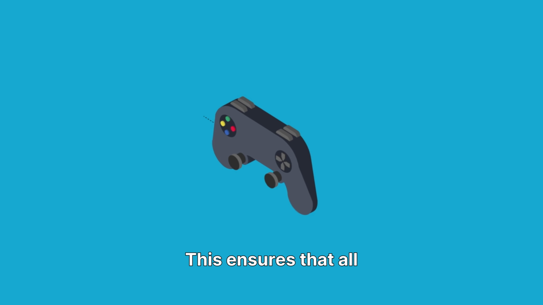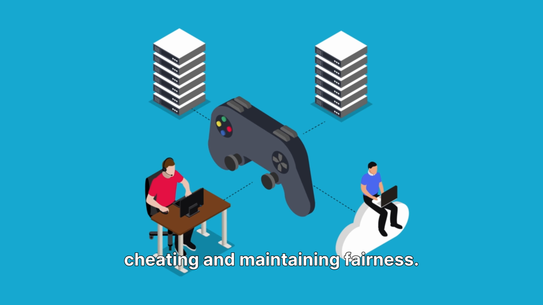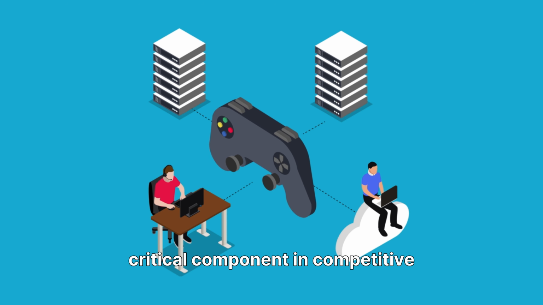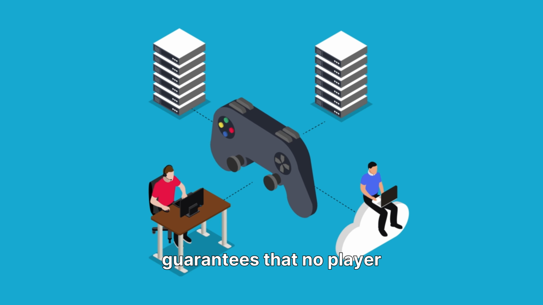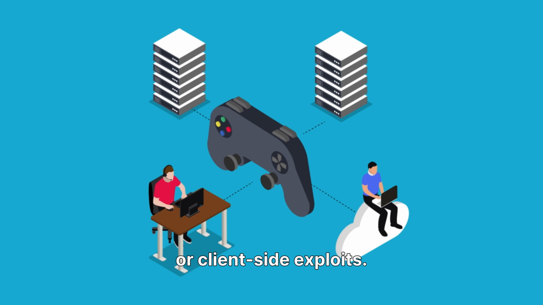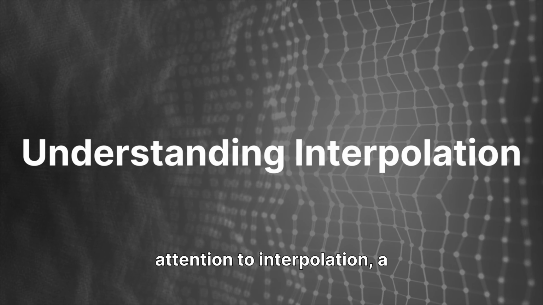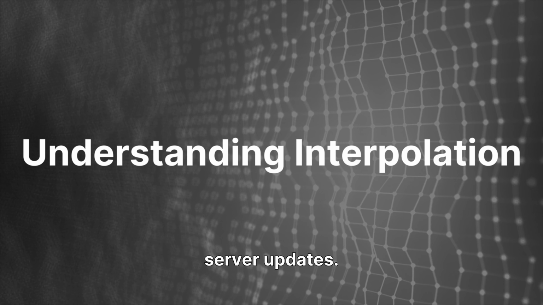This ensures that all players eventually see the same game state, preventing cheating and maintaining fairness. Server reconciliation is a critical component in competitive multiplayer games, as it guarantees that no player can gain an unfair advantage through network manipulation or client-side exploits. Next, we turn our attention to interpolation, a technique vital for visually smoothing out movement between server updates.